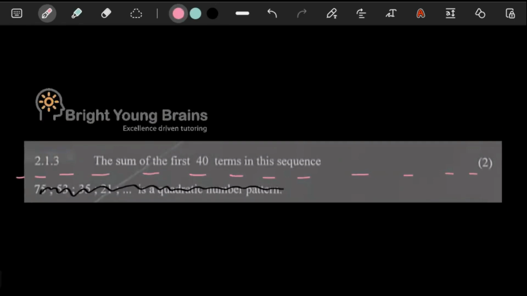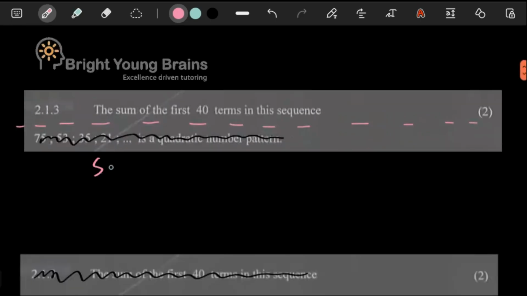But anyways, the sum of the first 40 terms, we can just use the Sn formula, right? S40, or rather Sn is equal to n over 2 times a plus l. We cannot use this one, because this one is if we're using the last term, if we're counting out everything. But then here, what is it again?